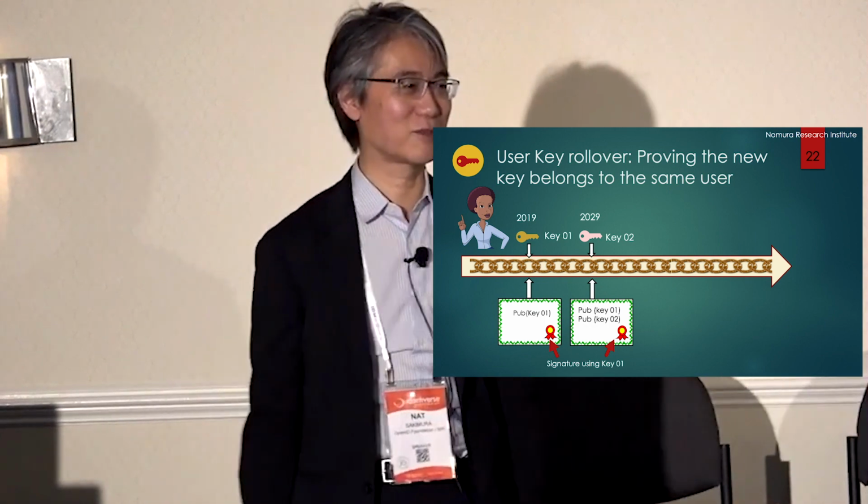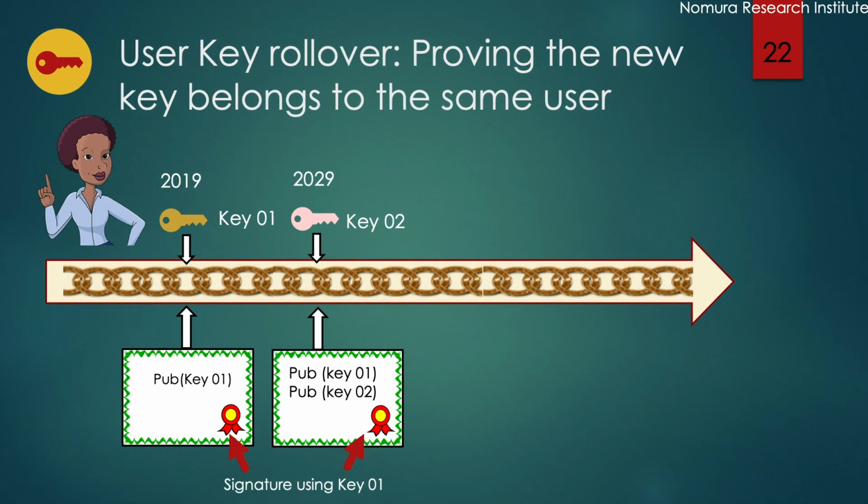Yeah, there are pros and cons to that. But the way to do it, and I didn't actually explain it, is that you start off with the initial key 01, and then when you rotate the key, you create a document combining key 01 and key 02, and sign it with key 01.